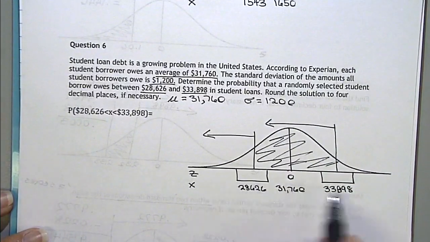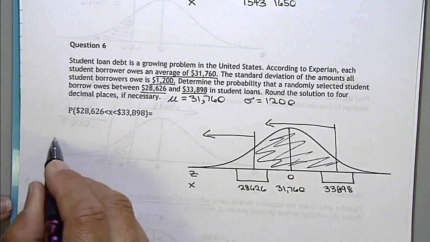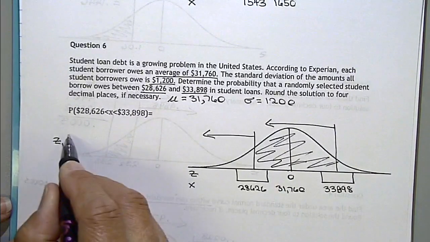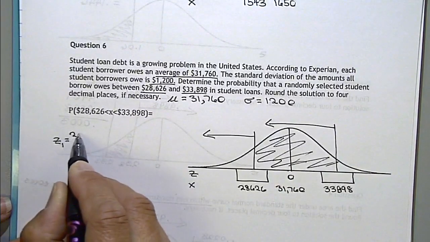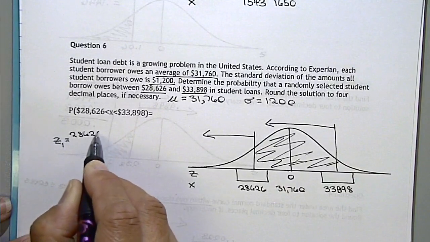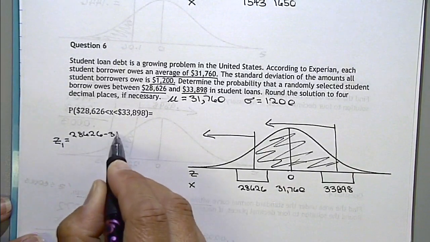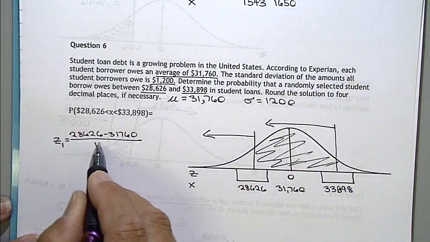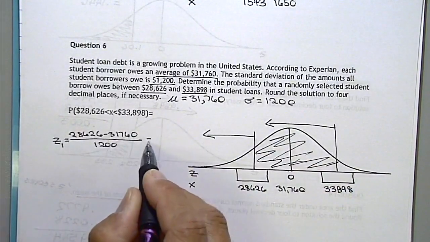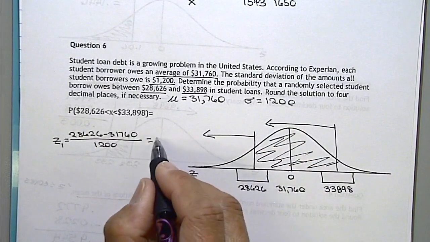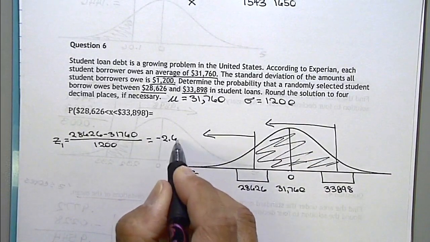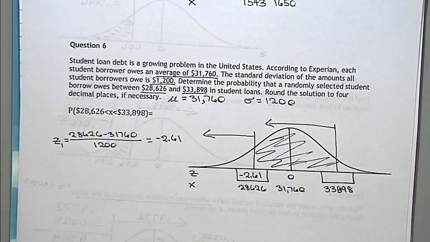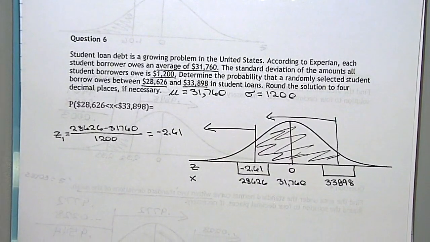But I first have to find the z-scores. There's 2 of them, so I'm going to do 2 calculations. I'll call this one z1. I'm going to say that's equal to the x value of 28,626, the data value, minus the mean of 31,760, and I'll divide it by my standard deviation up here, 1,200. And what I get when I do that is a z-score of negative 2.61. It should have been negative. It's on the negative side of my curve, right?